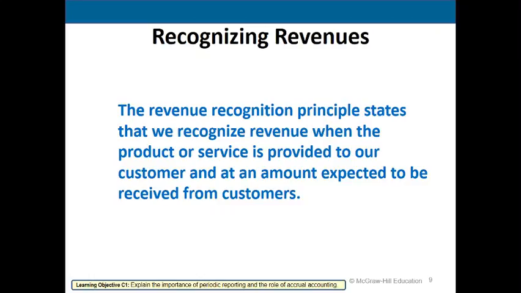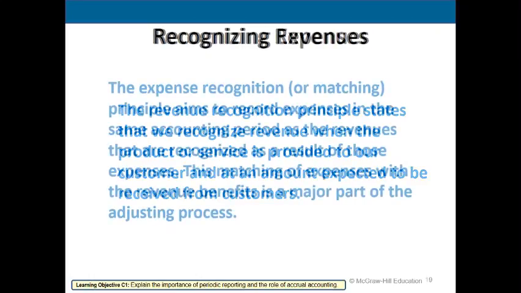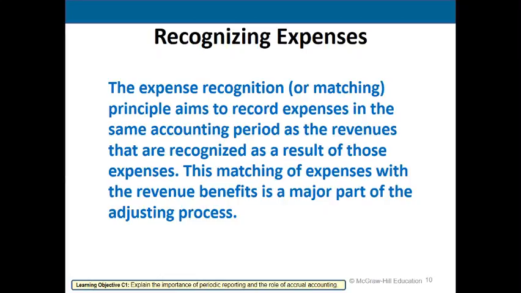Remember that the revenue recognition principle states that we recognize revenue when the product or service is provided to our customer and at the amount that we expect to receive from the customer. Remember, for recognizing expenses, we recognize an expense when it's incurred, at the time it's incurred, and it aims to record expenses in the same accounting period as the revenue that are recognized as a result of those expenses. Sometimes that's easy to do.